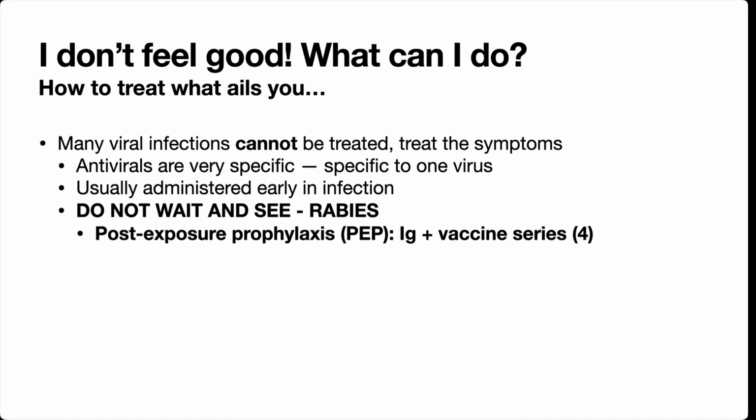But one that is an absolute do-not-wait-and-see is rabies, because that has a near 100% treatment success rate if treated within the first, I think it's 48 hours, and almost 100% mortality rate if it's not caught within 48 hours. And this is post-exposure prophylaxis, and that is a treatment of first immunoglobulins. And so that is to fight the rabies virus immediately. And then it is a series of 4 vaccines that are given within, I think, a 7-day or a 2-week window. I can't remember which it is.